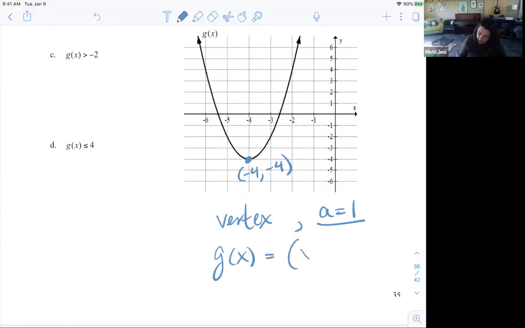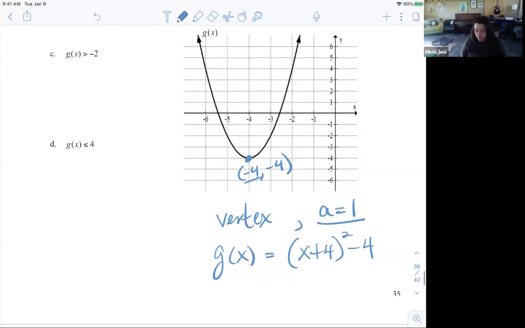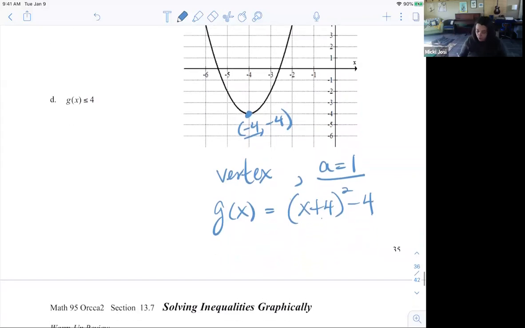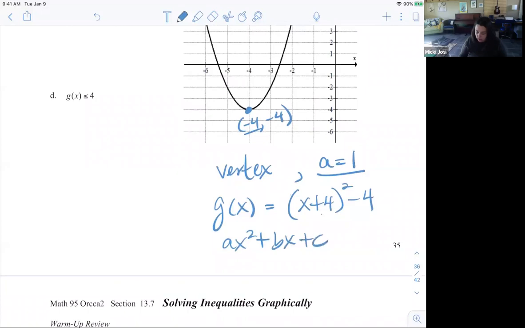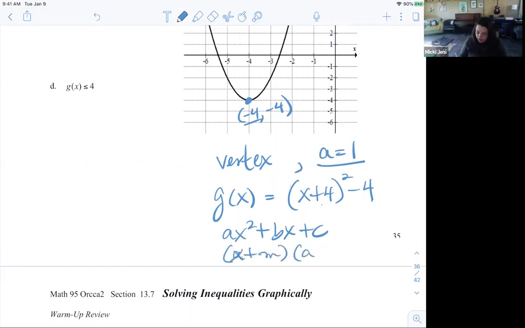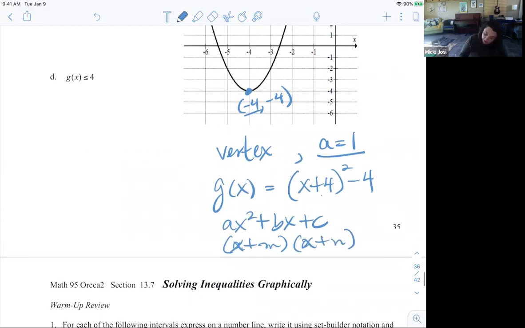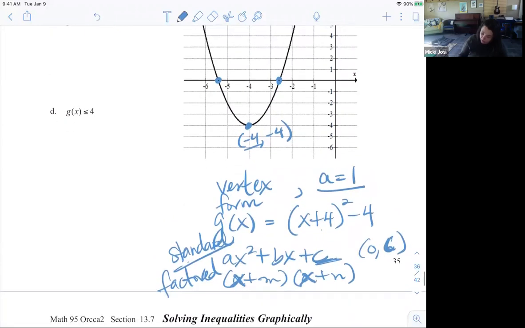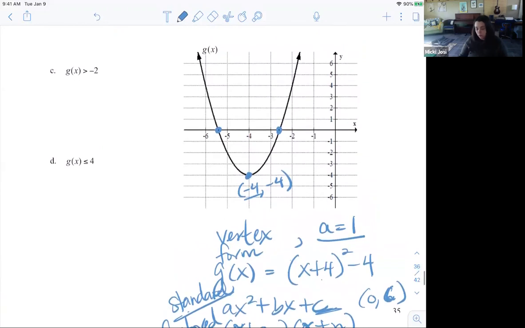a is 1, so I just leave that a. x plus 4, because it's the opposite sign, squared minus 4. Just a little bit of review on that one. So that would, and then, you know, if you were to FOIL that and subtract 4, you could put it into standard form, which is ax squared plus bx plus c. And then if you factored that, you could have a times x plus m, x plus n could be the factored form. So we have vertex form, standard form of a parabola, and factored form. And the factored form gives us the x-intercepts. The standard form could give us, the c, could give us the y-intercept. And then the vertex form can give us the vertex. So those are just 3 different forms we learned about a parabola.